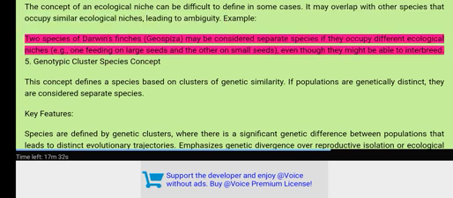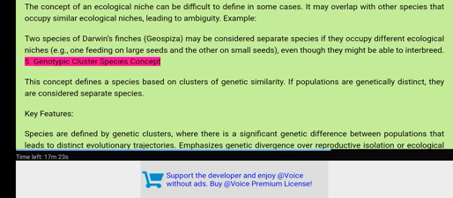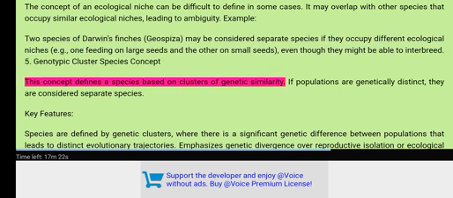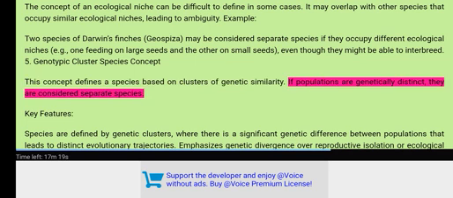Example: two species of Darwin's finches, Geospiza, may be considered separate species if they occupy different ecological niches, e.g., one feeding on large seeds and the other on small seeds, even though they might be able to interbreed. 5. Genotypic cluster species concept. This concept defines a species based on clusters of genetic similarity. If populations are genetically distinct, they are considered separate species.